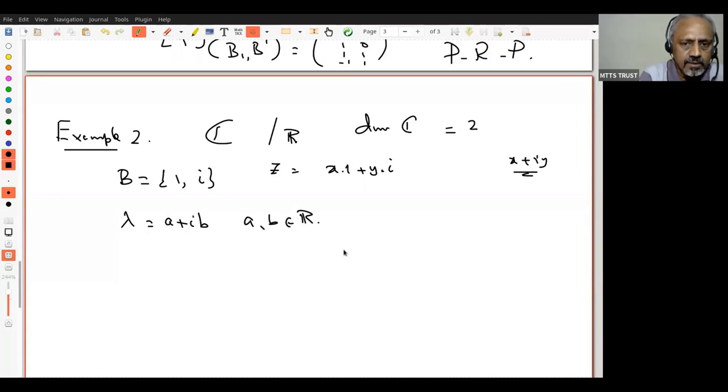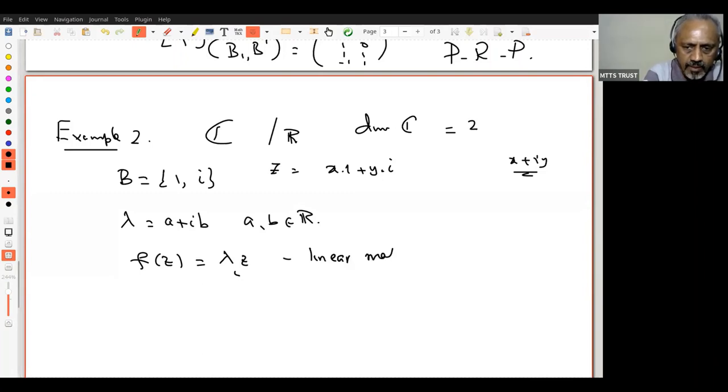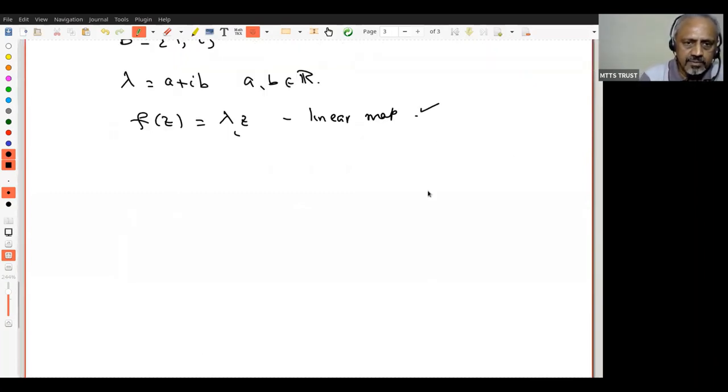Okay, we had already seen the map f of z, which is lambda times z. This is the product of complex numbers. This is a linear map. Okay, we had already seen this. If you want, you can again check.